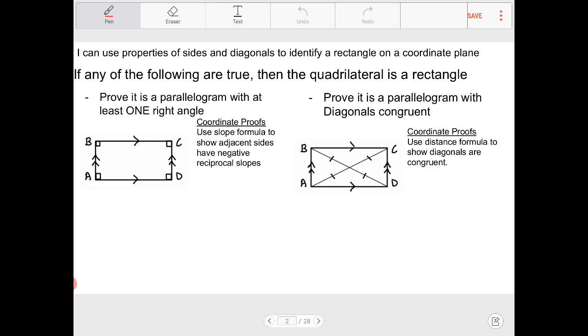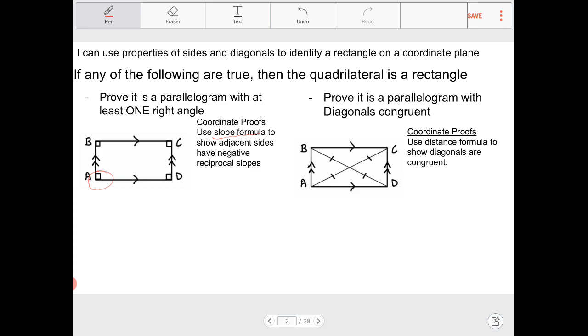Looking at the first property, we need to prove that a quadrilateral is a parallelogram, and then with at least one right angle. In order for us to do this, we use only one thing, and that is the slope formula. How are we going to accomplish this? We need to show that opposite sides are parallel, and after we've applied the slope formula 4 times, we need to articulate that adjacent sides have negative reciprocal slopes, because that is what's going to allow us to then declare that we have right angles.